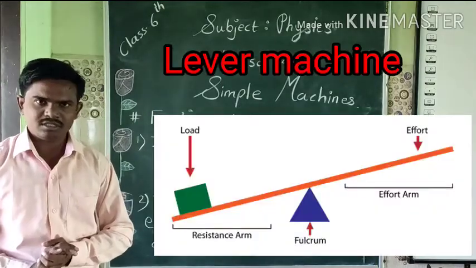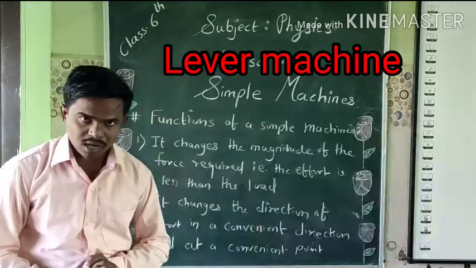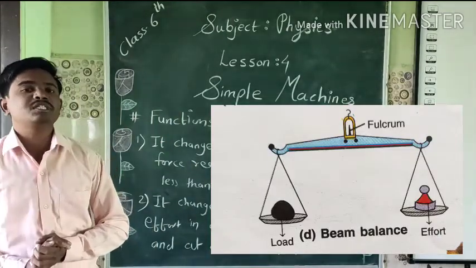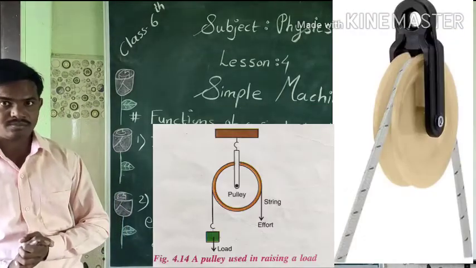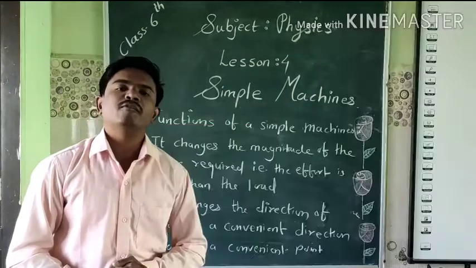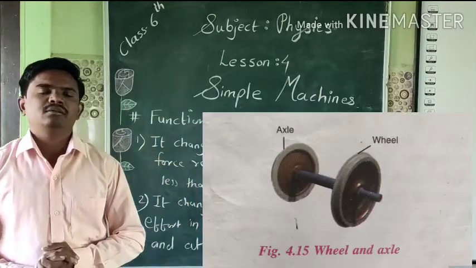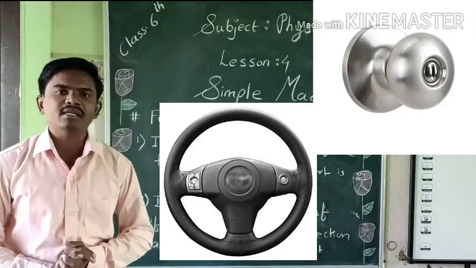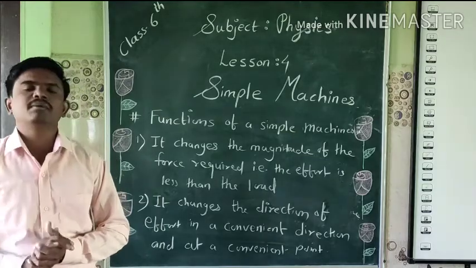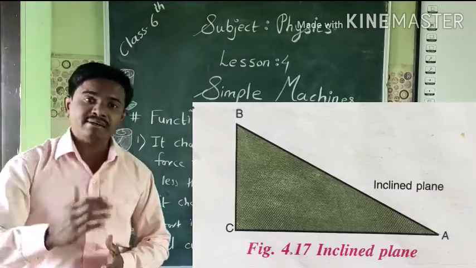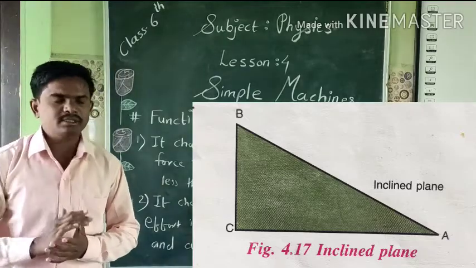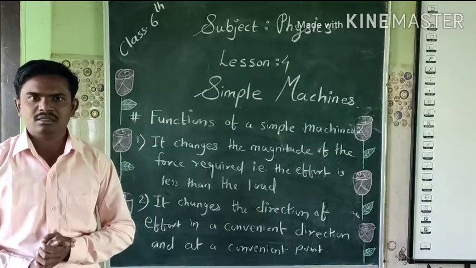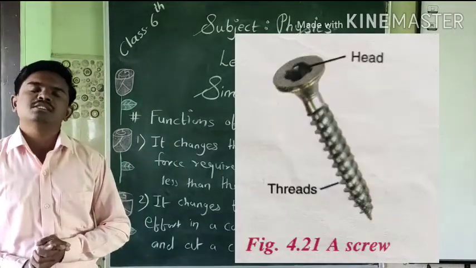In this lesson, we will talk about the 6 simple machines. First, the lever, for example, a mango cutter or beam balance. Second simple machine, the pulley. Third simple machine, the wheel and axle, for example, door knob and steering wheel. Fourth simple machine, the inclined plane. Fifth simple machine, the wedge, for example, needle and axe. And the last simple machine is the screw.